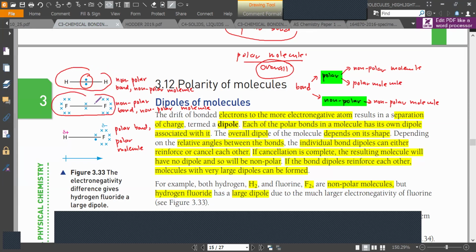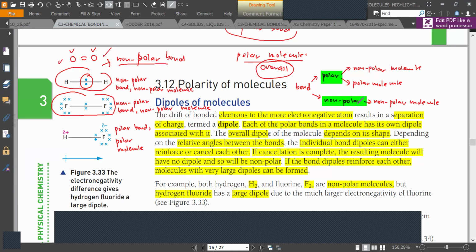H-H, F-F, O-O. So these are all non-polar bonds. Why? Because it's pulled by the same thing. They are equally strong, so it's balanced. When we have the same thing on both sides, it's always non-polar.